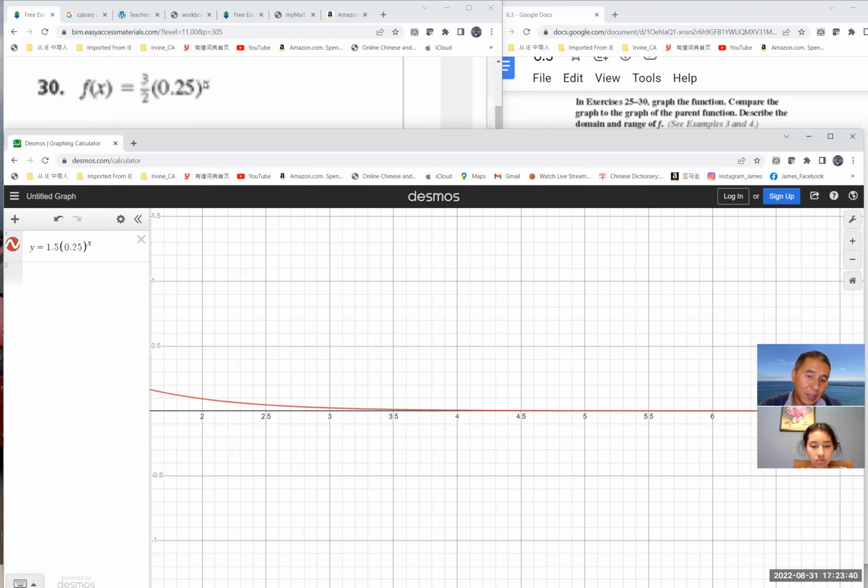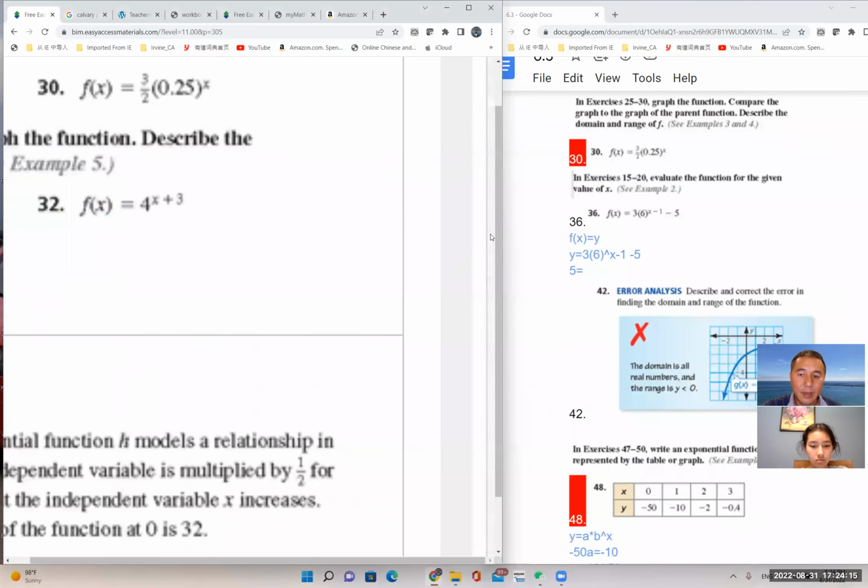That being said, for the basic exponential function, whatever value x takes, this is always greater than 0. Okay? Yeah, you need to become familiar with this step by step. Okay, 30, now 36.